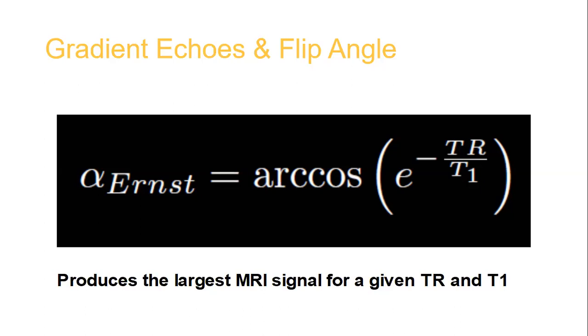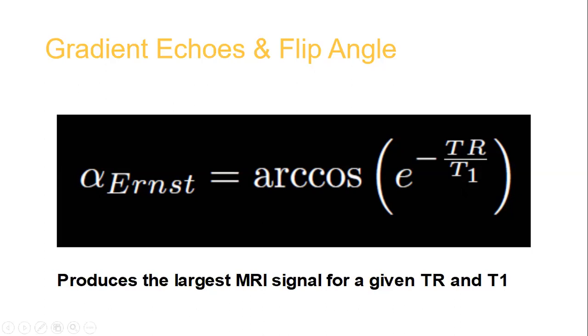So in this equation, the Ernst angle is just the arctan of the negative exponent of the ratio of the repetition time over T1. So the Ernst angle gives us the largest signal for a given TR and T1. So for a given TR, for a given Ernst angle, we are going to have some combination of T1 and TR.